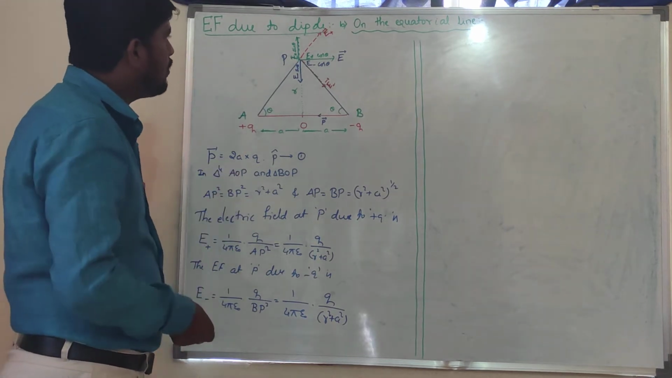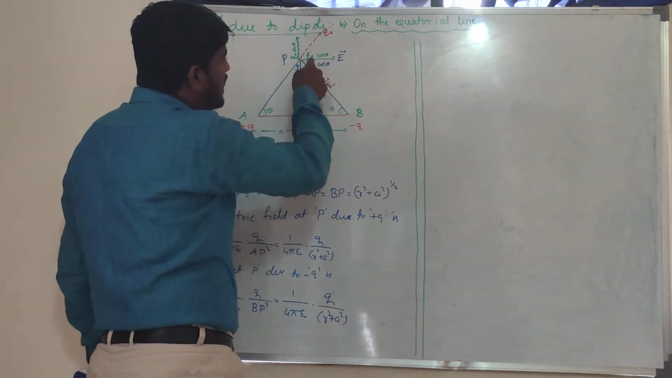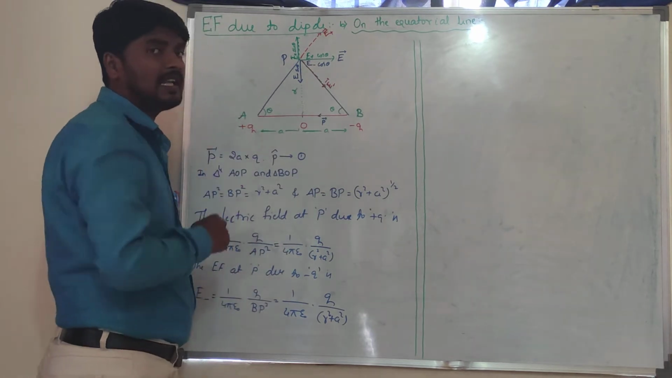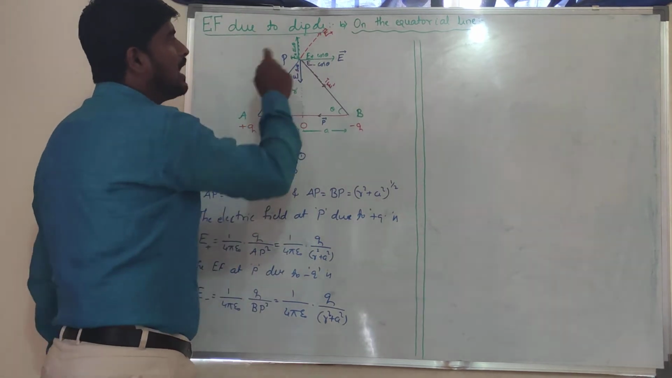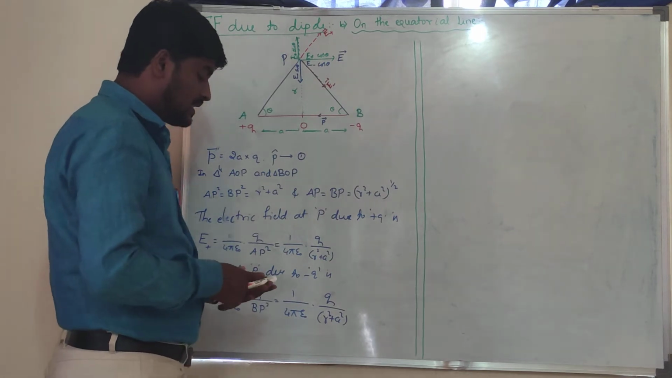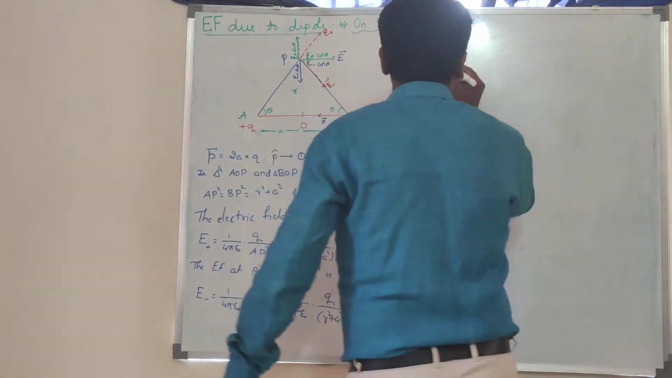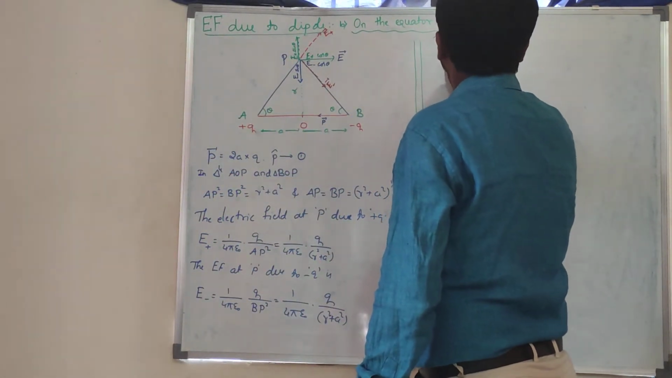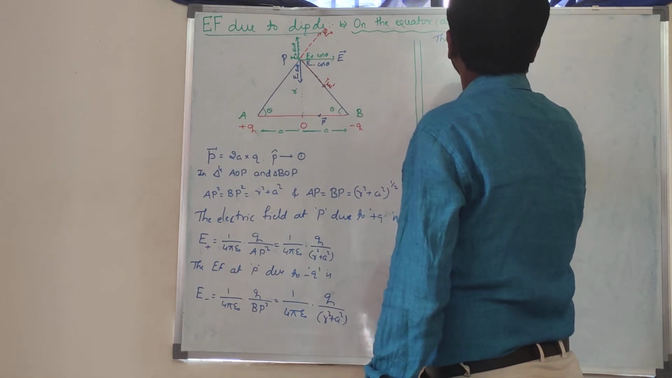But if you take the parallel components, that is E plus cos theta and E minus cos theta, both act in the same direction, hence they add up. Therefore, the resultant electric field at point P is very important.